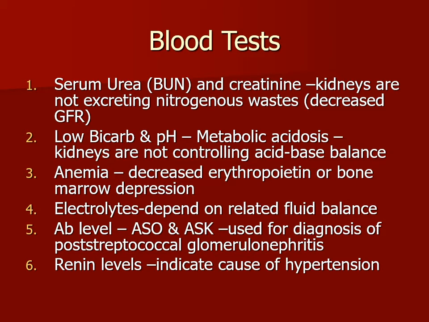Blood tests. Serum urea, which is measured in the test called a BUN, blood urea nitrogen, and creatinine test. The kidneys are responsible for excreting these two nitrogenous wastes, and if you have an elevated urea, an elevated creatinine, then you may have a decreased glomerular filtration rate going through the kidneys.